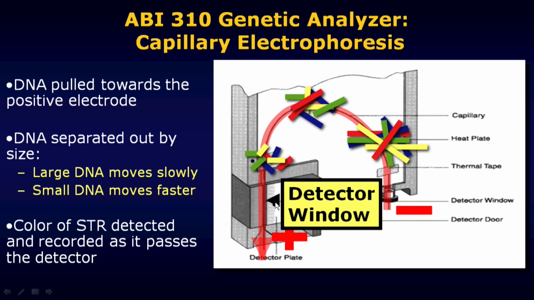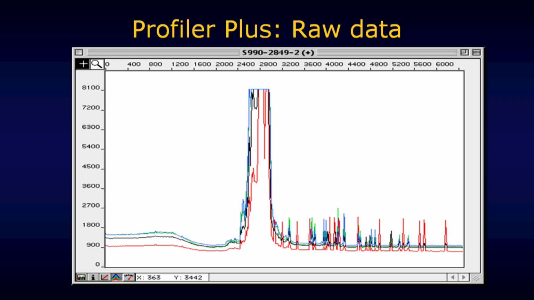And so again, eventually all the DNA moves past that detector window, and all of that information gets transmitted to a computer. And this is what that data looks like as it's being captured by a computer. Let me tell you what these axes mean. This vertical axis is described in terms of relative fluorescent units, or RFUs. Again, molecular biologists like their abbreviations.